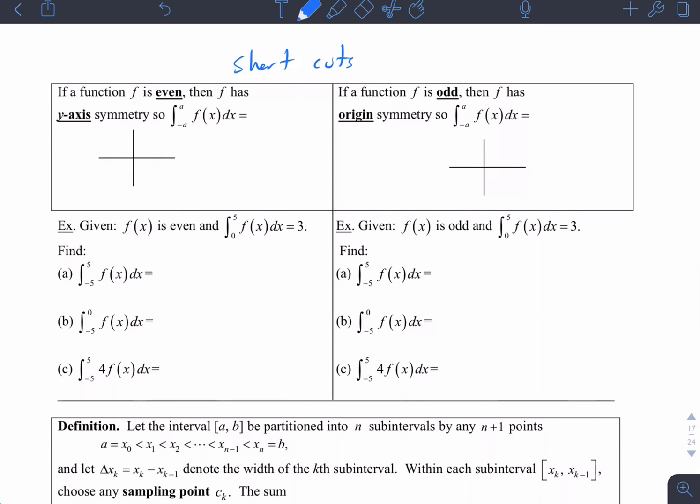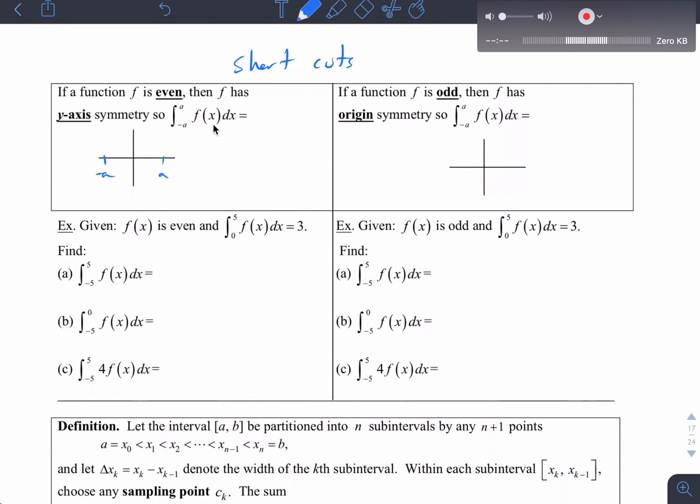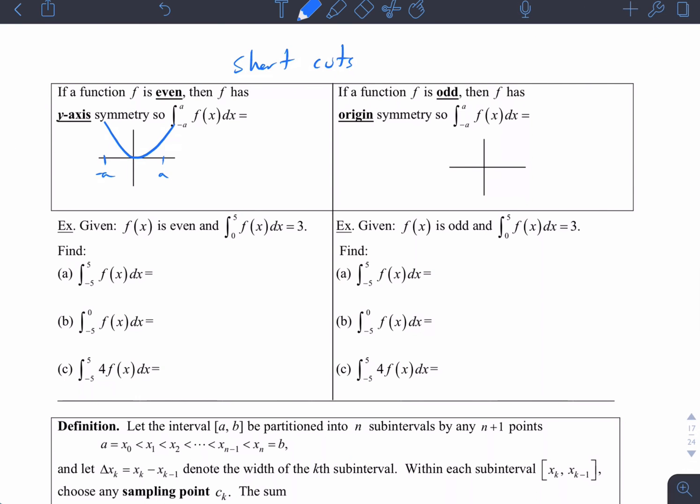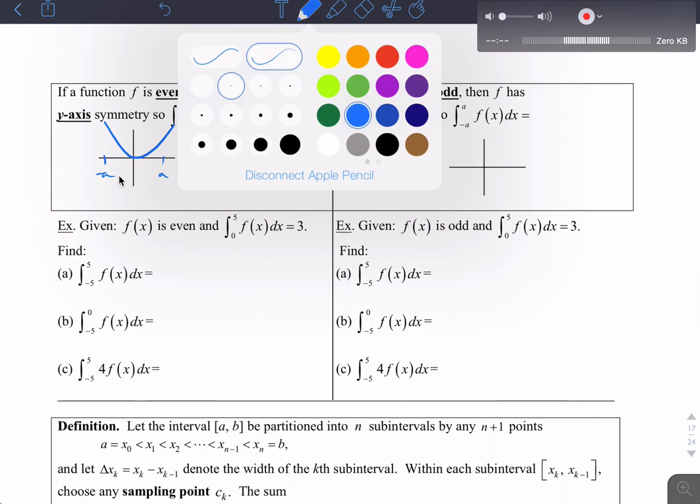So essentially what you can do is, if you have a function that is even, then f has y-axis symmetry, which means it reflects across the y-axis. And then it gives us a nice little rule. If you have the integral from negative a to a, and the most famous even function ever is the parabola.